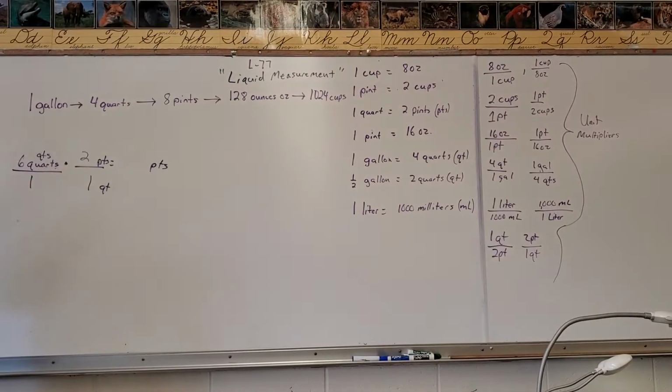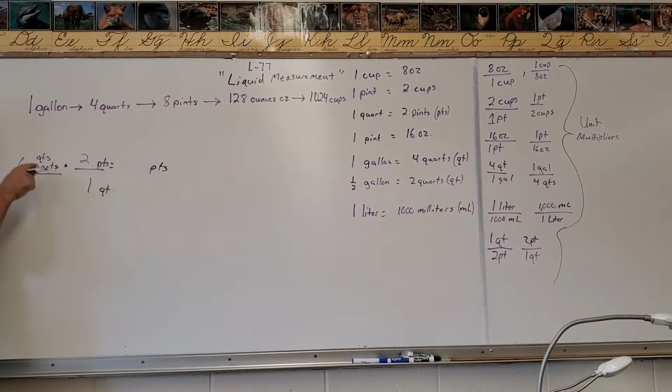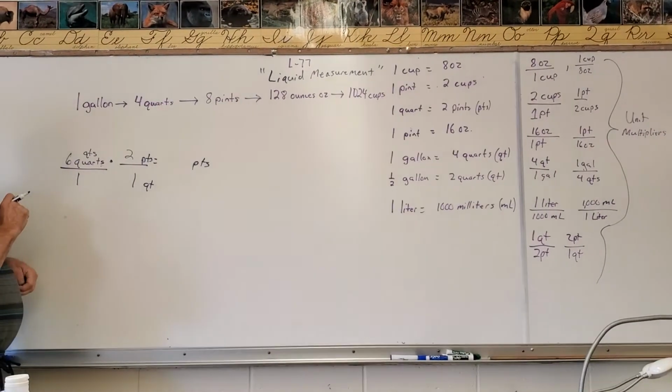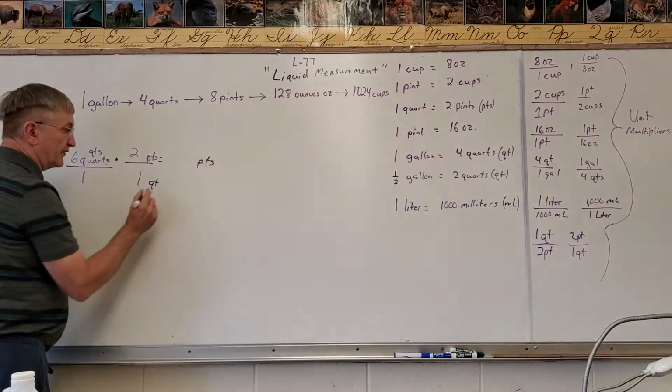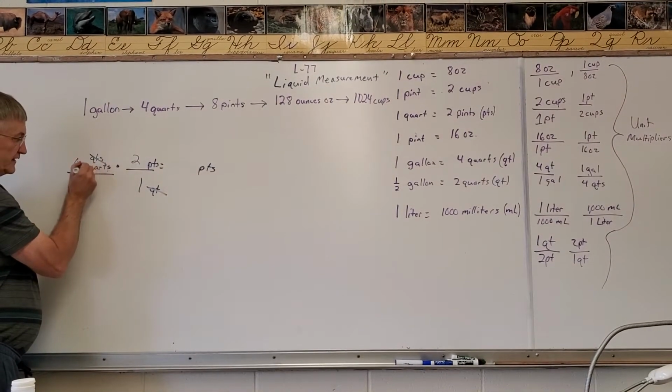Now we're ready to cross cancel, which you're familiar with. What we're cross canceling is the label. We're cross canceling out what we're not trying to find. We are trying to find pints, so we moved it out there. So now we're cross canceling quarts out and quarts out.